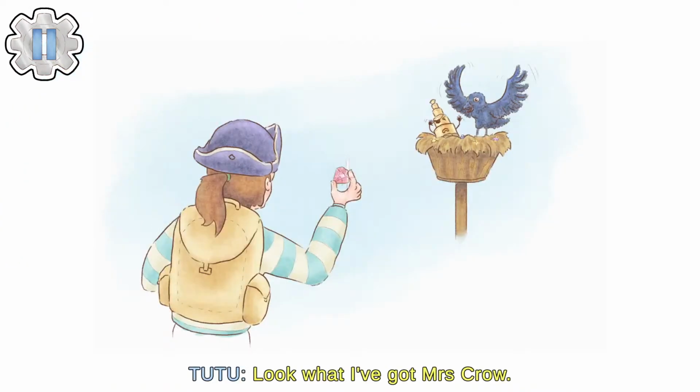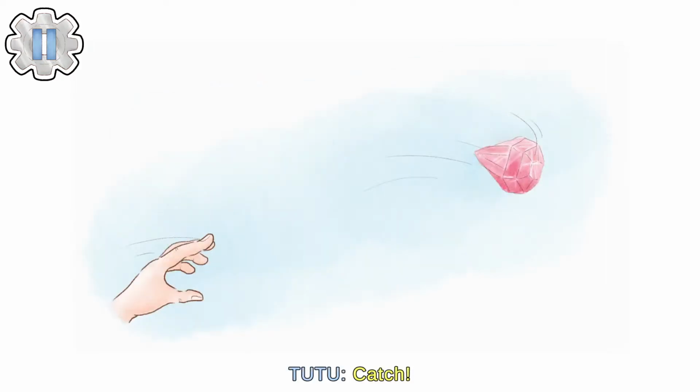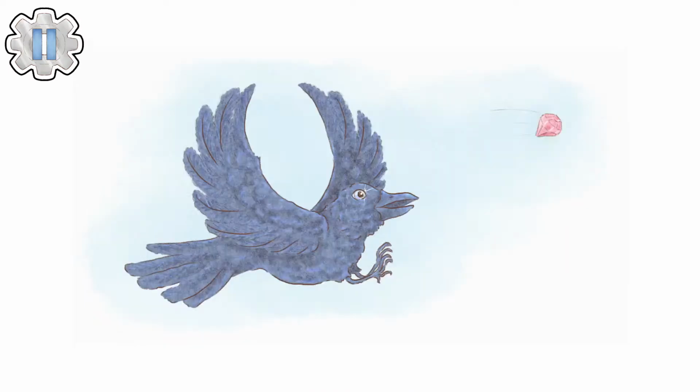Look what I've got, Mrs. Crow. The captain holds a jewel up high. It sparkles in the sunlight. Catch! The jewel spins in the air. The crow follows its path.